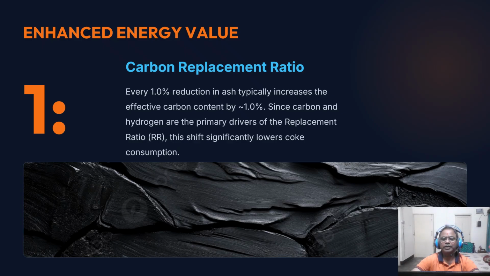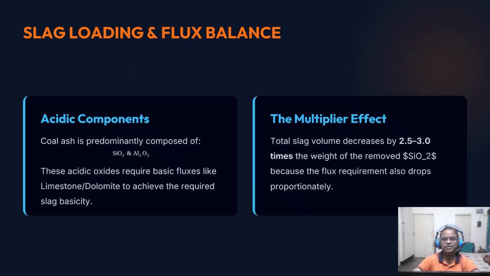Now coming to our next slide, which is about slag chemistries and acidic oxides. And now let's look at the chemistry of the melt. Coal ash is a cocktail of acid oxides, especially silica and alumina. These acids are the enemy of your slag basicity targets. To neutralize them, you have to add basic fluxes like limestone or dolo, or you have to incorporate these ready-made fluxes in the sinter or pellet.